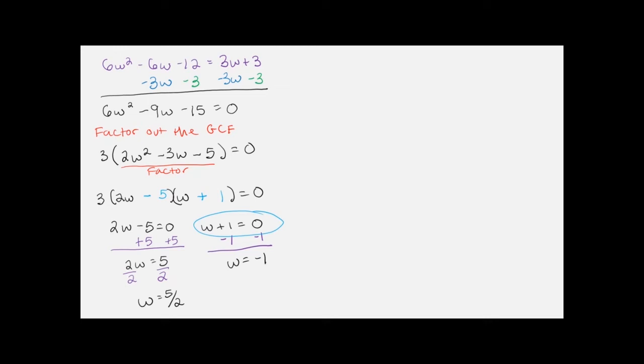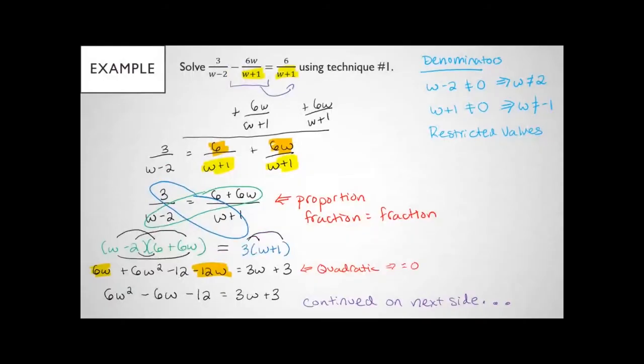So that means that that is not a solution. That is excluded. That does not work. So our only solution here is w equals 5 over 2, because one of our answers that we came up with, we're not allowed to have. It makes the denominator 0. Okay.